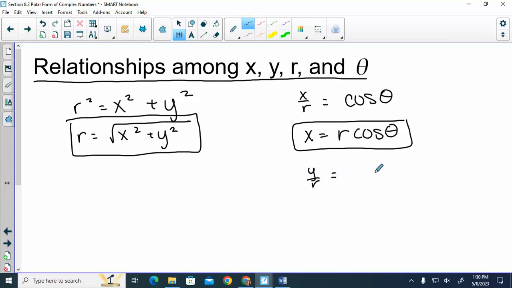Y over r is sine theta. So y is r times sine theta.